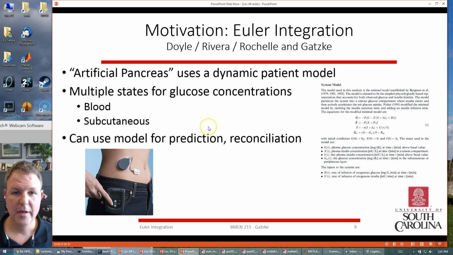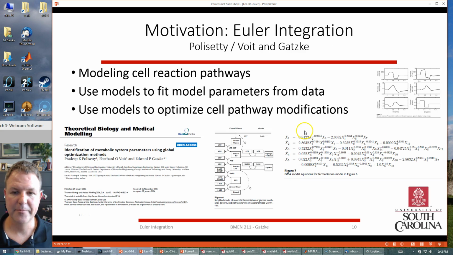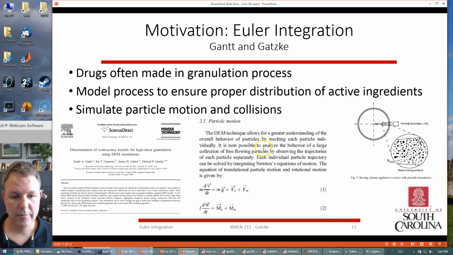And again, why are we doing this? There are cases where you may want to model an artificial pancreas for a dynamic patient model. And here's the system model involving some differential equations where the glucose and subcutaneous glucose and insulin values all depend on time. There are other cases where we've looked at modeling a metabolic pathway system, where you take complex reaction pathways with things going on inside of a cell, and you write differential equations that relate how the concentrations affect each other. Or, again, a particulate process where you're looking at simple particles flying around and hitting each other. To look at granulation, you can integrate those velocity vectors and figure out where the next position of your particle is if you know what the velocity is.